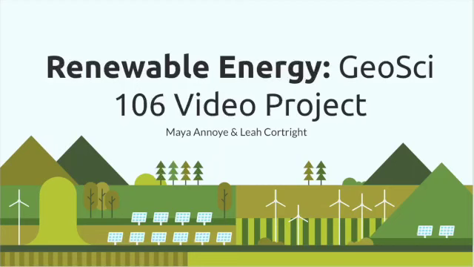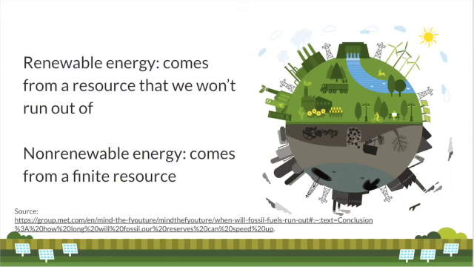Our project is on renewable energy. So renewable energy is energy from a resource that we won't run out of. Solar and wind power are two renewable energy sources, whereas energy coming from sources such as coal, oil, or natural gas is non-renewable. If we continue to use non-renewable resources as much as we do now, we're on track to run out of oil and gas in about 50 years and coal in about 100 years.